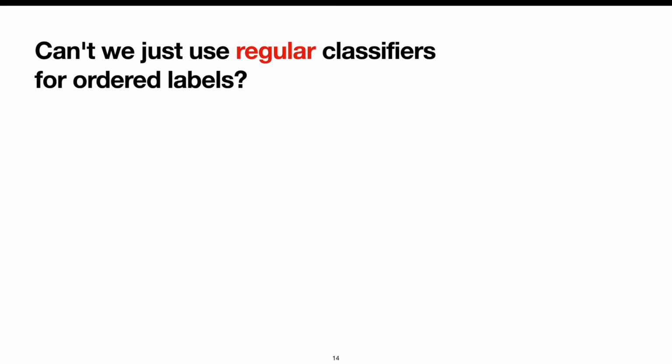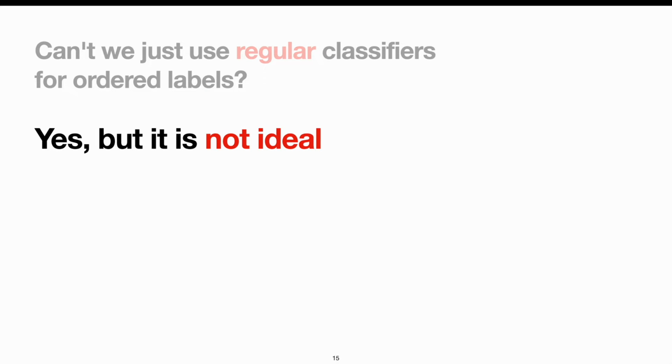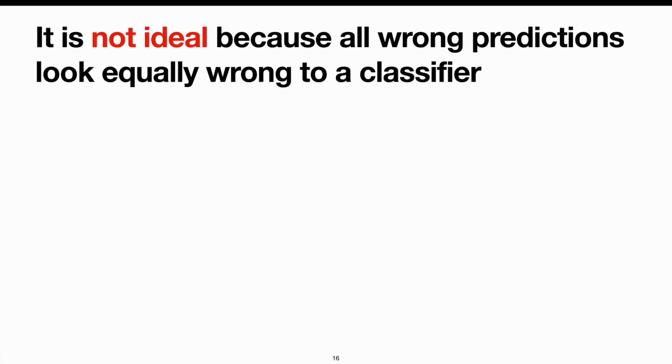The question you might ask now is, can't we just use a regular classifier for these ordered labels? The answer is yes, but it is not ideal. Why is it not ideal? It is not ideal because all wrong predictions look equally wrong to the classifier. Why is that? Let me give you a concrete example.